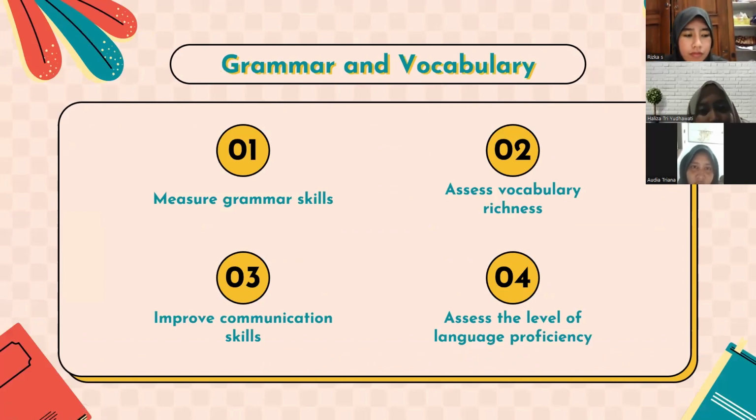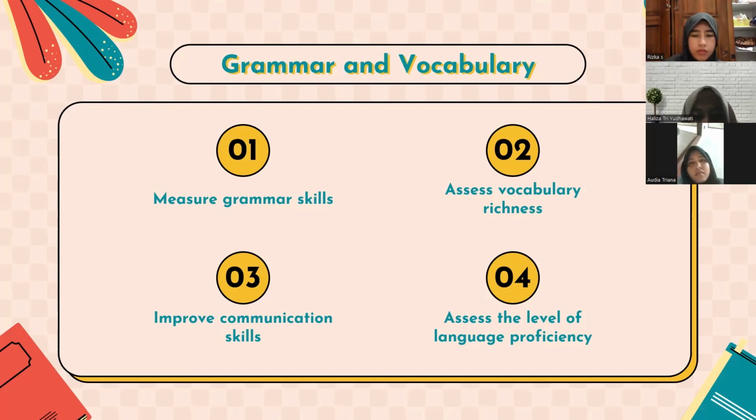Okay, next is grammar and vocabulary. The first is measure grammar skills. Grammar tests test the proper understanding and use of grammar related to a language. It includes an understanding of sentence structure, verbs, tenses, verb forms, subject predicates, article use, pronouns, and so on. This test helps identify a person's strength and weakness in terms of grammar.